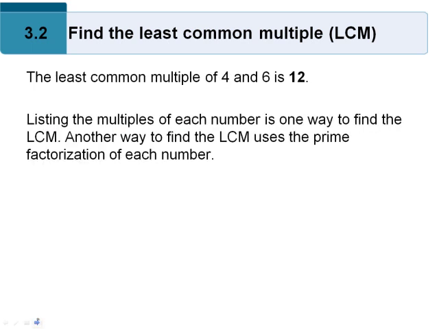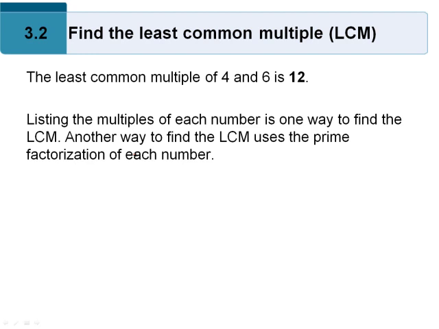All right, so this is what we just said. The least common multiple of 4 and 6 is 12. One way that you can find the least common multiple is to list the multiples of each number until you find one that is in both lists. Once you find that least common multiple, that's the answer. That's the whole idea.